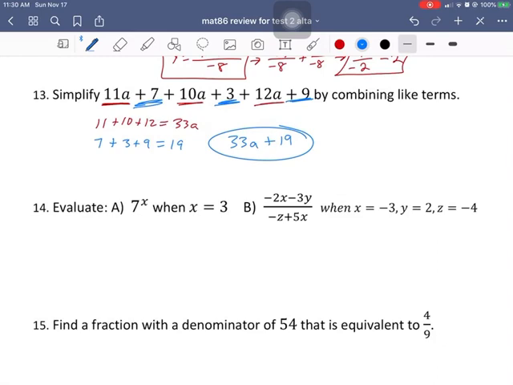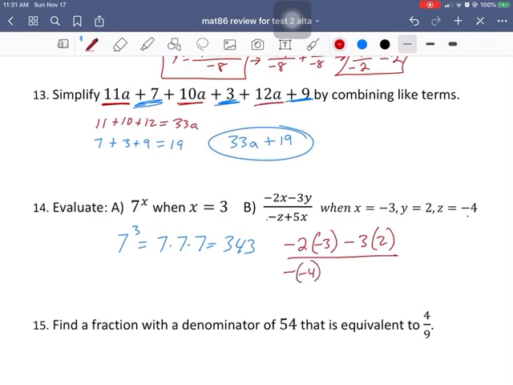All right, and evaluate means substitute that in and tell me what that equals. So 7 times 7 times 7 is 343. Okay, remember that's an exponent there. And then this one, negative 2, and the x is negative 3. Then the minus from the problem, then a positive 3, and then a 2 from the y. And then a negative from here, and then z is a negative 4. Include those parentheses to get your partial credit for the substitution done correctly.